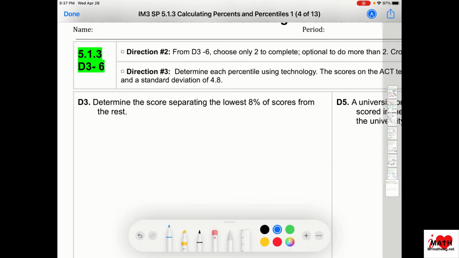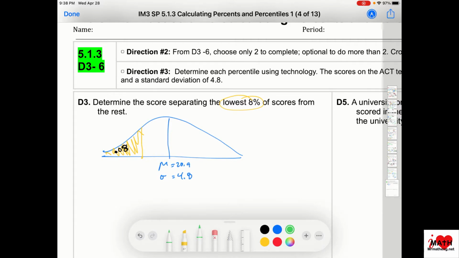Determine the score separating the lowest 8% of scores from the rest. So again, our mean is 20.9. I know my standard deviation is 4.8, and this says lowest 8%. So basically this yellow area will be 8%, 8 out of 100, and then this green area, we don't need to know that, but those two, yellow plus green, gives us 92, right?